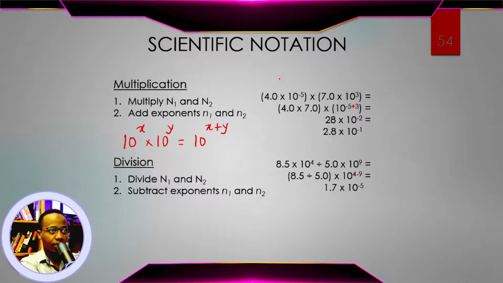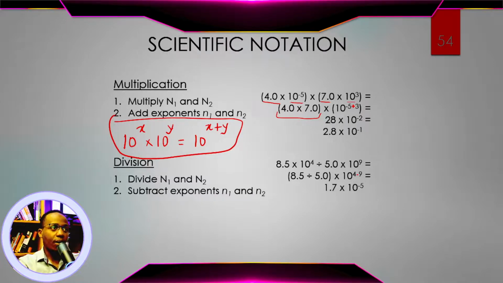All right. It's very important to remember. So that means that if I have something like 4 times 10 to the negative 5 times 7 times 10 to the third, I'm going to isolate 4 and 7, put them here, right? And then 10 to the negative 5 times 10 to the third is going to be equal to 10 to the negative 5 plus 3. So this is this rule right here. That's the rule of multiplication when it comes to scientific notation.